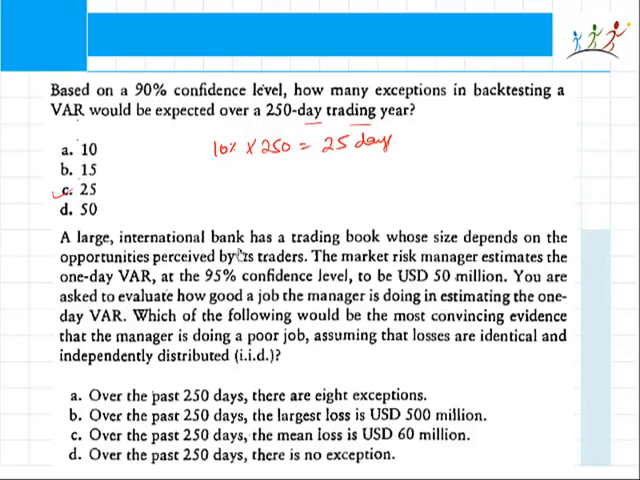A large international bank has a trading book whose size depends on the opportunities perceived by its traders. The market risk manager estimates the one-day VAR at 95% confidence level to be $50 million. You are asked to evaluate how good a job the manager is doing in estimating the one-day VAR. Which of the following would be the most convincing evidence that the manager is doing a poor job, assuming that losses are identical and independently distributed?